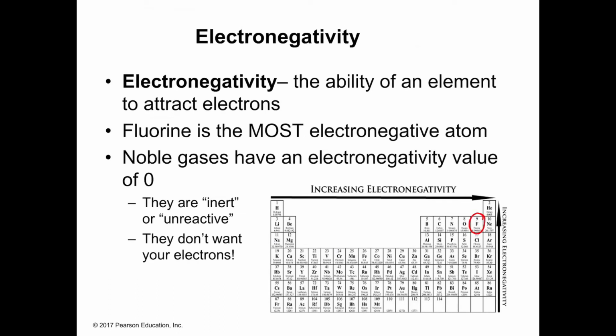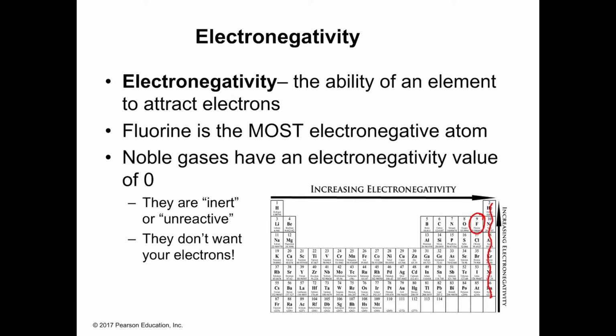Fluorine is the most electronegative atom. So that's fluorine here, and you'll notice that it's not in the corners. Mostly we've been talking about francium and helium, but now I'm telling you fluorine is the most electronegative atom. The reason for this is that noble gases do not have an electronegativity value. So these noble gases, we're not going to include them when we're talking about electronegativity. They have an electronegativity value of 0. They are inert, they are unreactive.